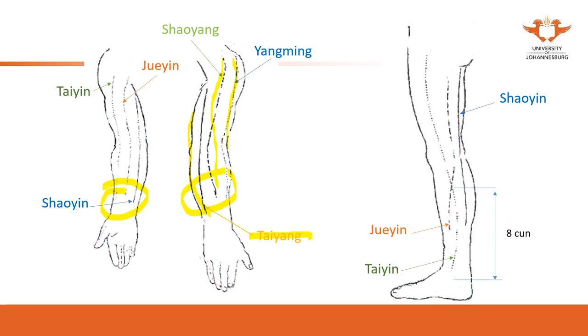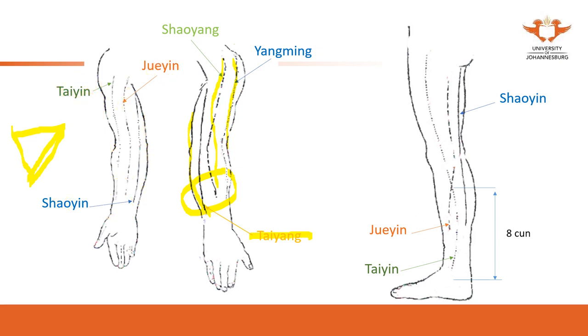As I told you in the previous video, the name actually describes the volume of yin and yang. Tai yin has the most yin, shao yin has the medium, and jue yin has the least yin, because jue means a lack of yin. The most yin travels at the front, the less yin travels at the back, and the least yin travels in the middle.